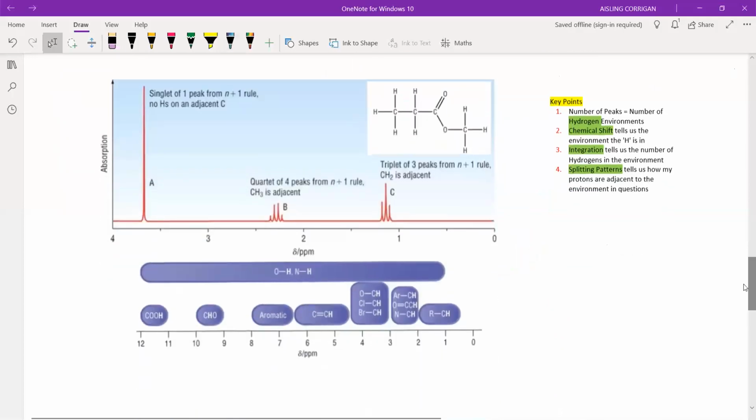So looking here, this is another ester, methyl propanoate, and this is the spectrum it produces when we pop it through a machine. What I have down here is a more aesthetically pleasing version of the data you'll find in the data booklet. You'll have a separate one for CNMR and another one for HNMR, and that's the one for HNMR, just outlined in a different way.